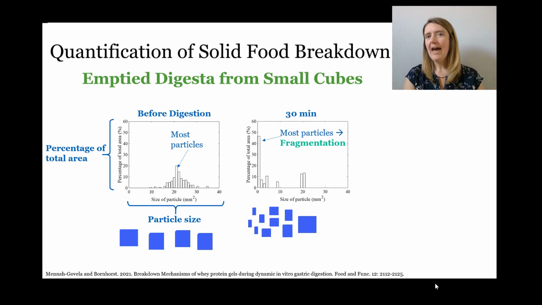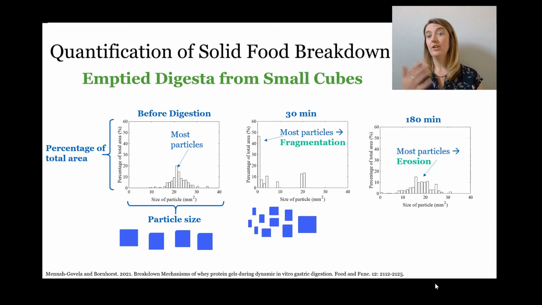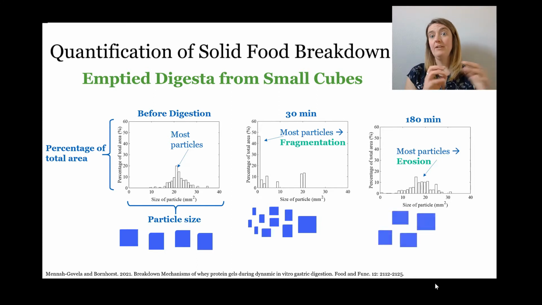But if we look at a longer digestion time, at 3 hours, we see a similar distribution to what we had before digestion, but it has shifted slightly to the left, which is what you would imagine would happen if the particles were eroded, right? So you would have something similar in size to what you started with, but with the edges worn off and worn down a little bit.